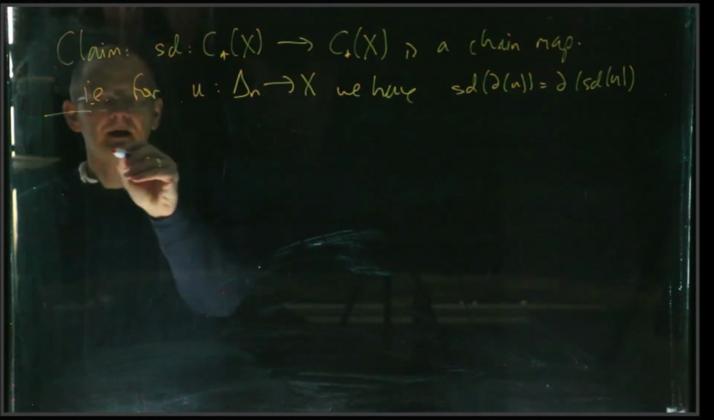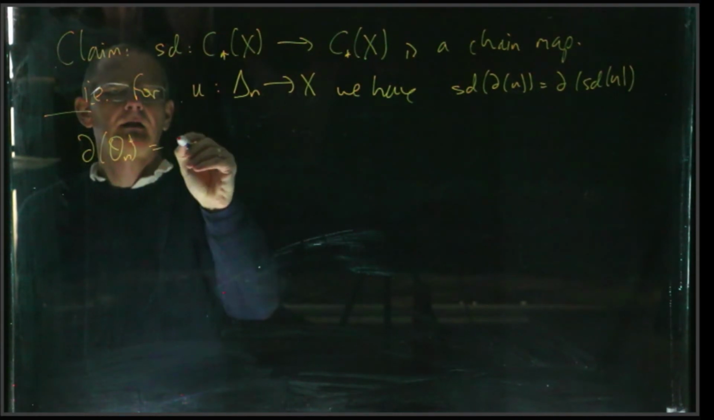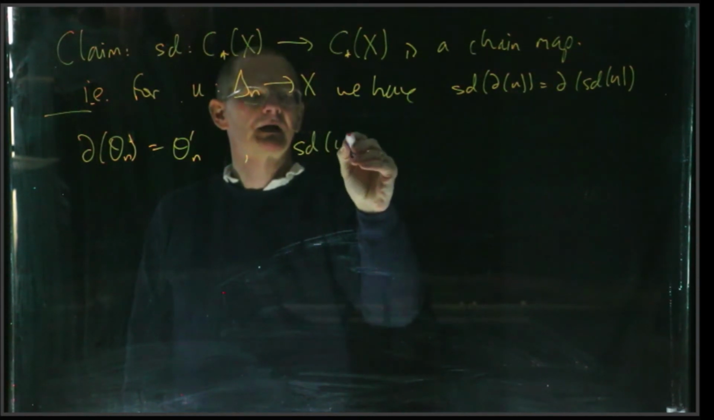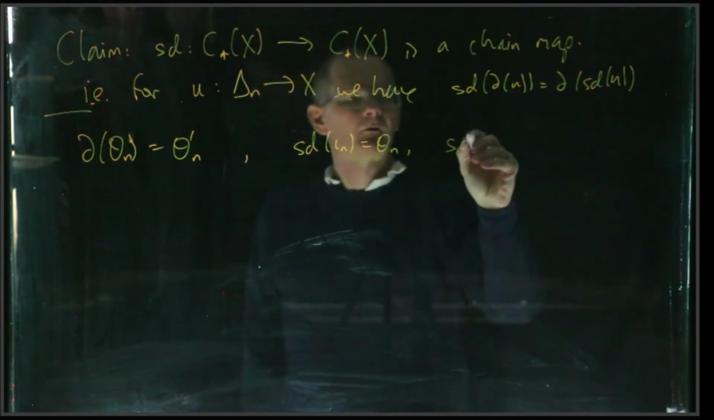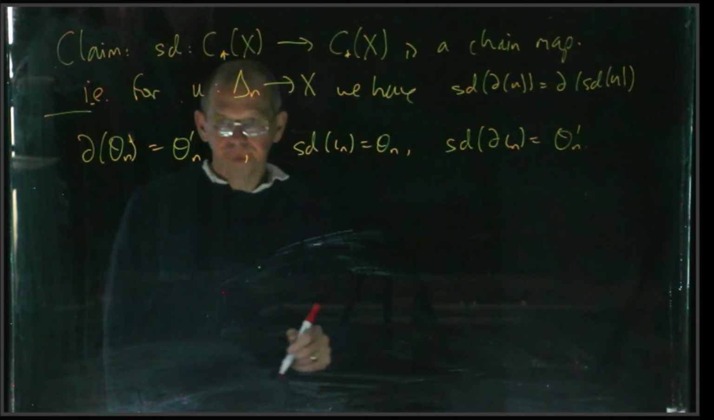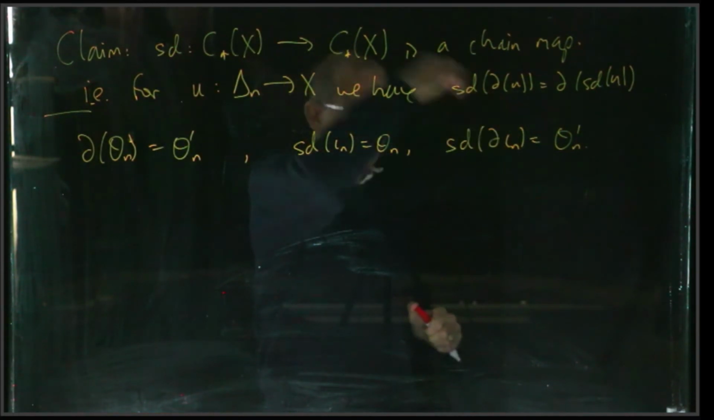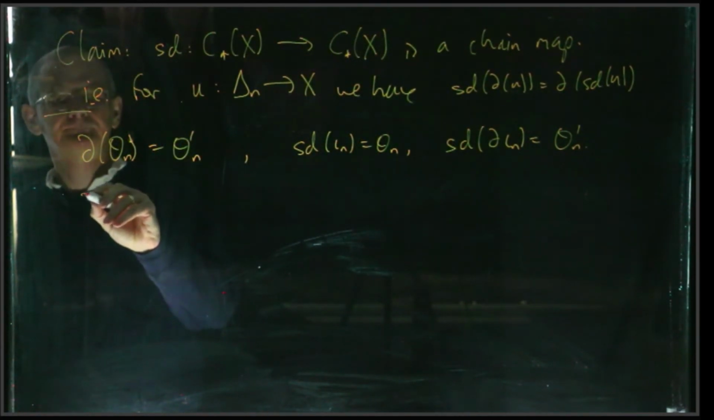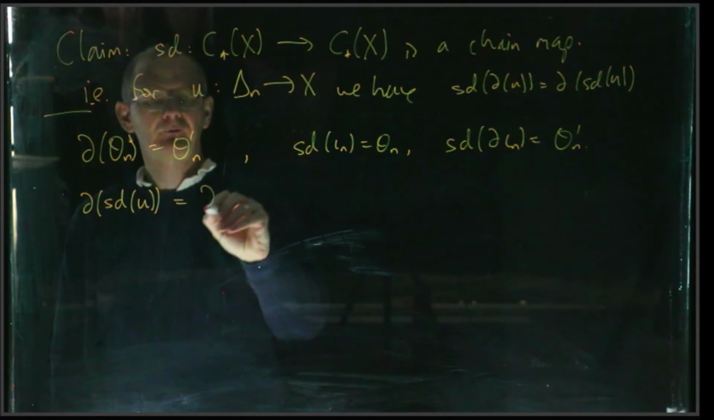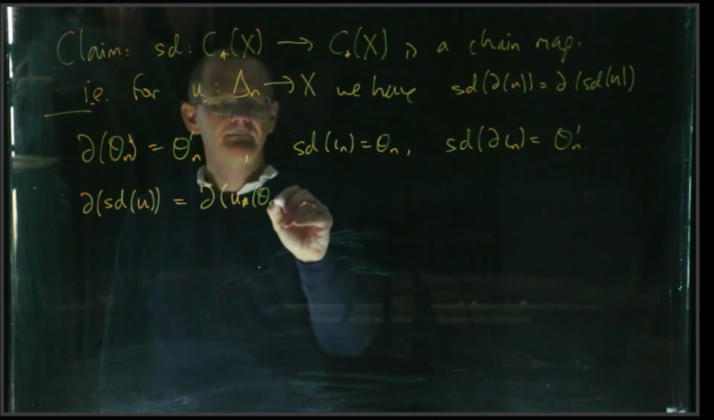Okay, so let's just write down again what we just proved. The boundary of theta n is theta prime n, and let's also remember the subdivision of the boundary of the identity is theta n prime. Okay, so let's look at these equations here. So we've got the boundary of the subdivision of U. Well, if you remember, what's the definition of the subdivision of U? That was U hash of theta n.